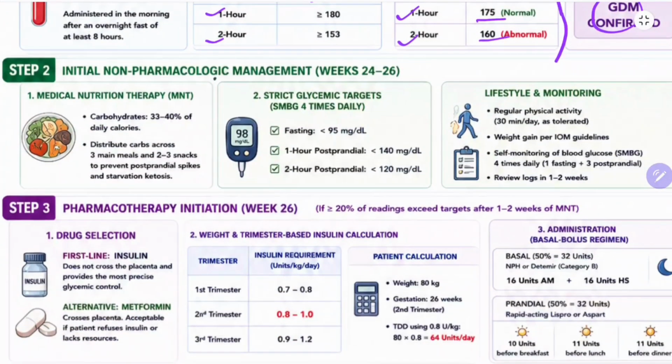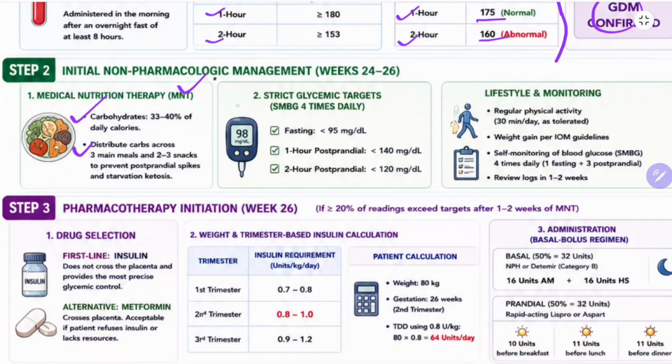Now, initial non-pharmacologic management, weeks 24 to 26. Medical nutrition therapy: she should be counseled that 40% of the diet should be carbohydrates, and distribute this 40% of carbohydrates across 3 main meals and 2 to 3 snacks to prevent postprandial spikes and starvation ketosis.